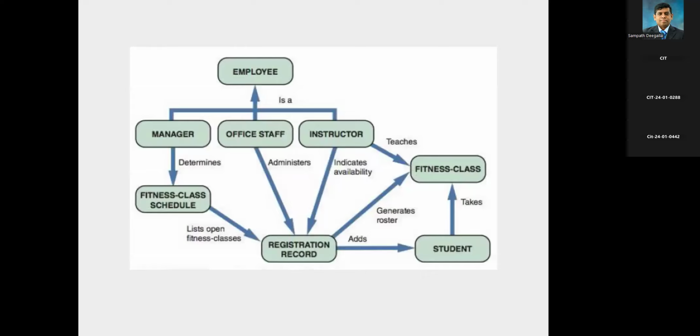So remember we were discussing registering a student in a fitness class, and we were discussing individual pieces of objects, right? So far. So right now we put everything into one single place, right? So everything we have discussed, right? So for example, we discussed employee, manager, office staff, and instructor. Let me go back to that one.